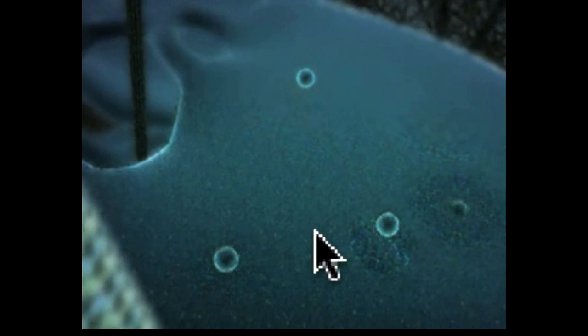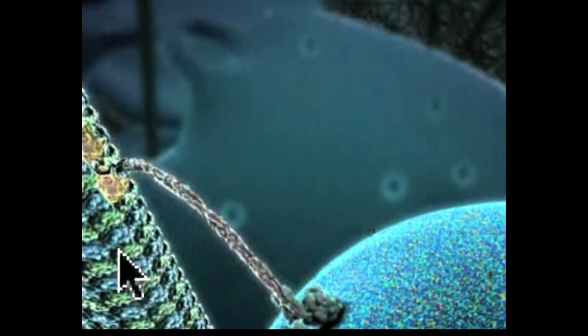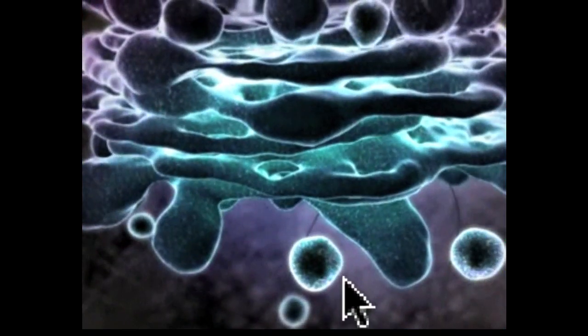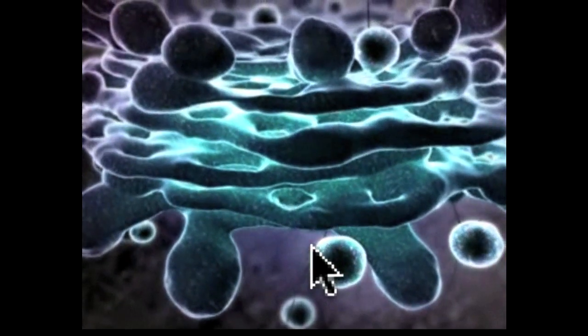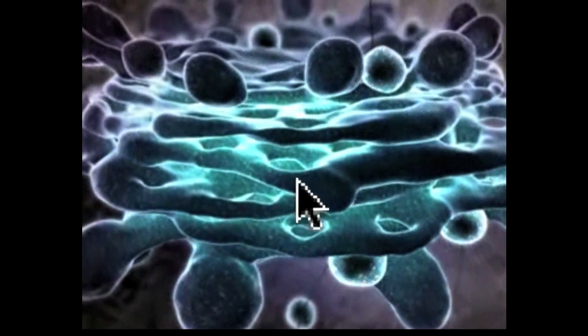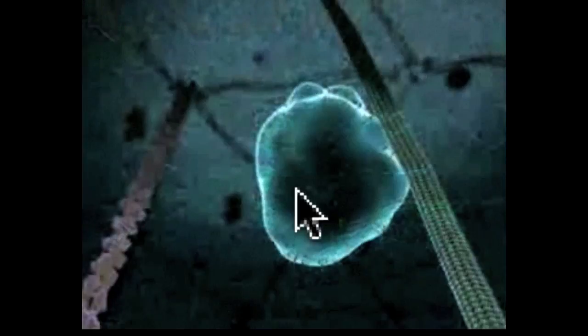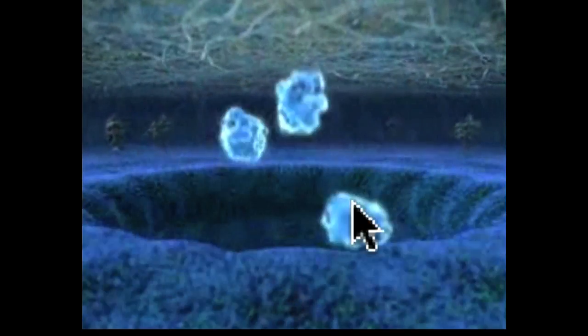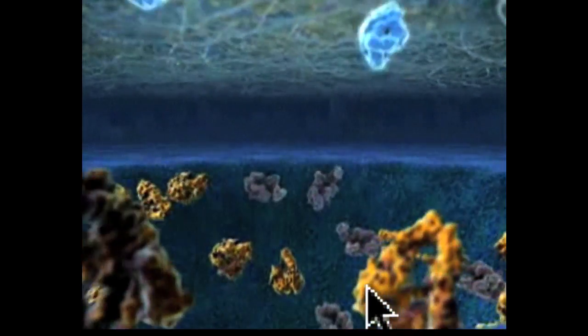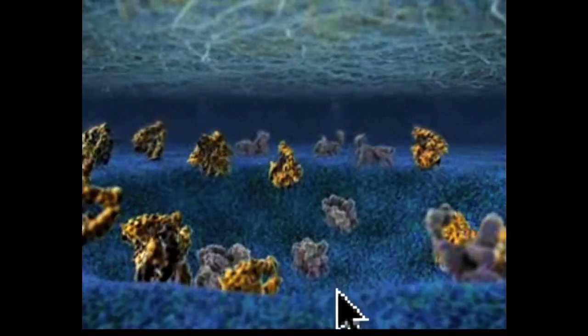And here we have kinesin again, walking along a microtubule, dragging a membrane-coated vesicle with it. Here is the endoplasmic reticulum, and there's kinesin again. And now we see molecules that are being exported out of the cell to the extracellular space here. And here's the extracellular matrix.